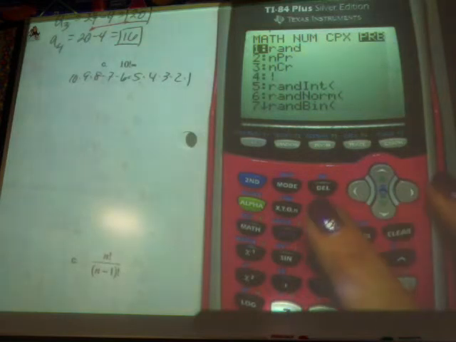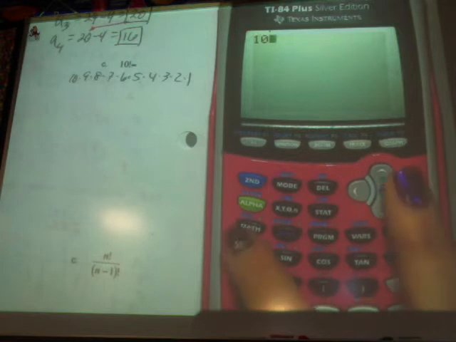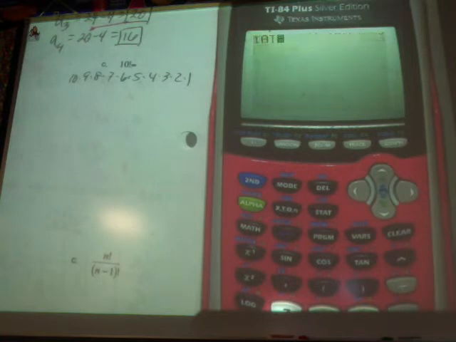But I have to have my 10 in there first, so sorry, let's backtrack. Put your 10 in, and then go back to your math, go back to probability, and then hit 4 or scroll down. And now I have 10 factorial, and hit enter.